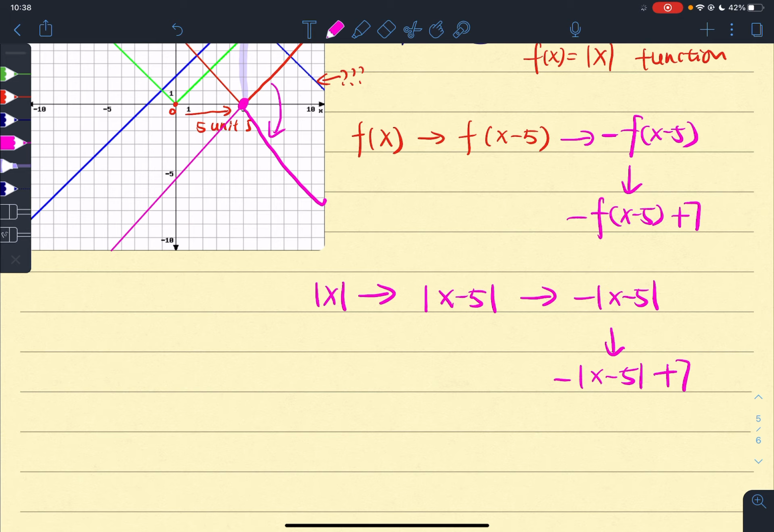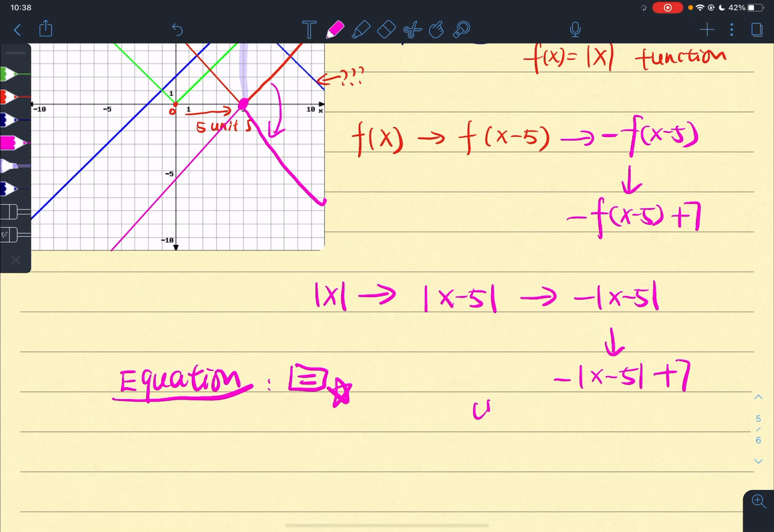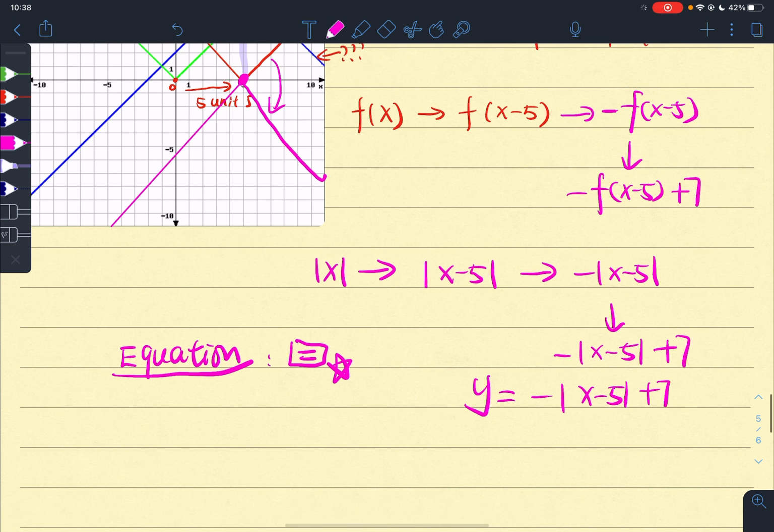But be a little bit careful. What they were asking you is asking for an equation, not an expression. Equation includes an equality sign. Therefore, your final answer is y equals negative absolute value of x minus 5, plus 7. Please use lowercase. Do not use the capital Y, okay? So this is what's supposed to be the final answer.